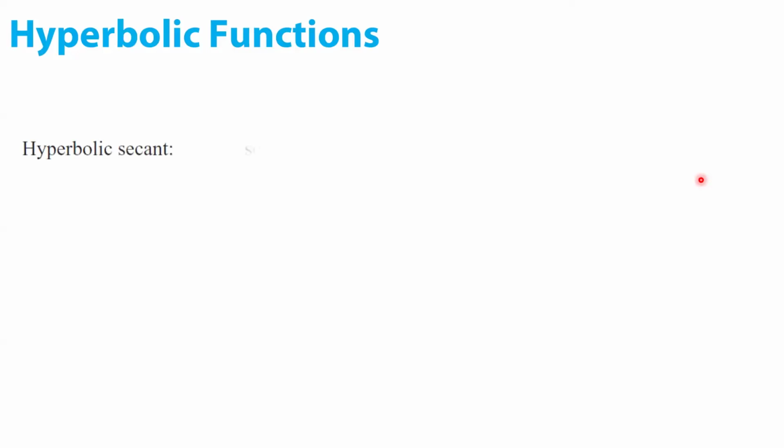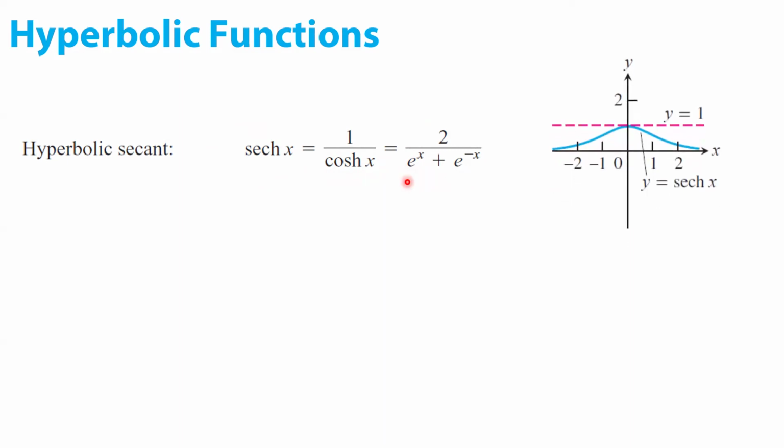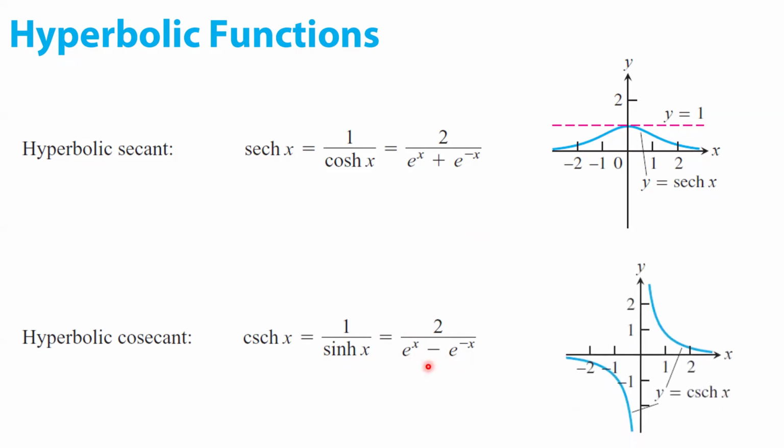Let us introduce hyperbolic secant. Hyperbolic secant, as you remember, is 1 over hyperbolic cosine, which is 2 divided by e to the x plus e to power minus x. The behavior of the graph of 1 over hyperbolic cosine or hyperbolic secant is like this. Next, hyperbolic cosecant, which is defined as 1 over hyperbolic sine, or 2 divided by e to the x minus e to power minus x. Very good. It's very similar to reciprocal function.